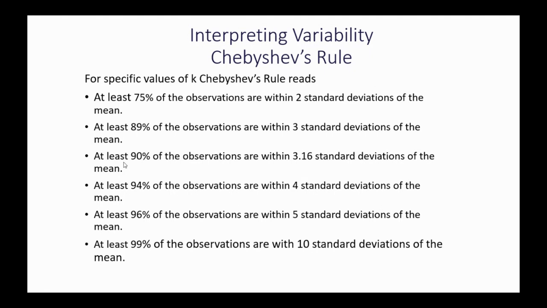Now look how far it took us to get to 99% of the data. 10 standard deviations. That's a long ways off, especially if you think of, let's say the standard deviation is 3. That means we would have to add 30 to our mean and subtract 30 from the mean to get 99% of the data.